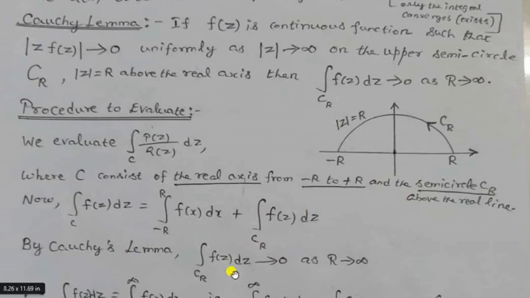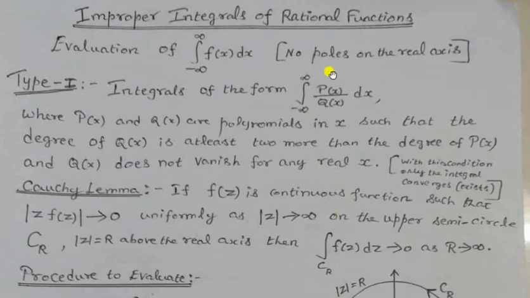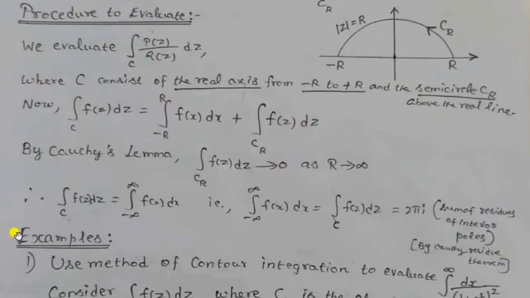Cauchy lemma states that the integration over the semicircle f of z dz tends to 0 as R tends to infinity. Therefore, this integration will go to 0. Then, in the remaining part, R will take the value infinity, so I'll get minus infinity to infinity f of x dx. That is the problem which you have to evaluate. Then the left hand side is integration over c f of z dz. If you rewrite this on the left hand side and this integration on the right hand side, it will look like this.